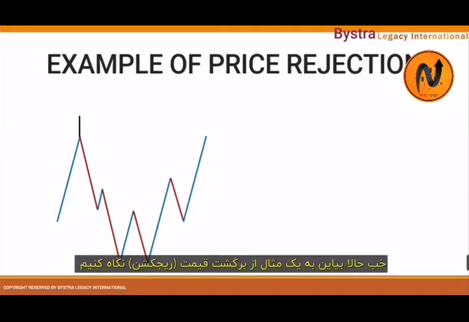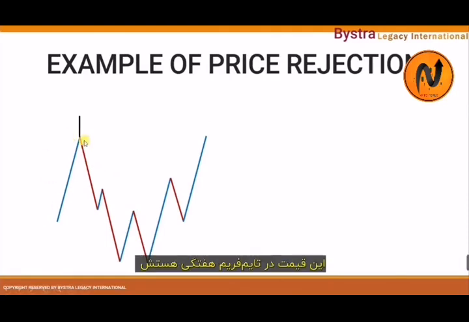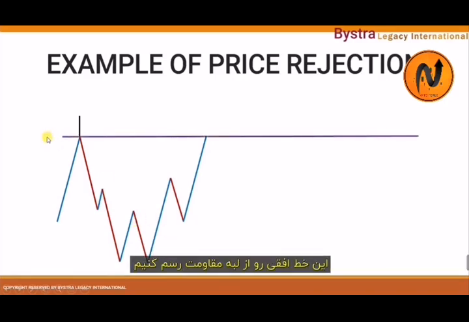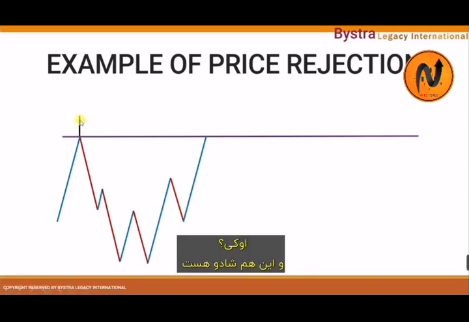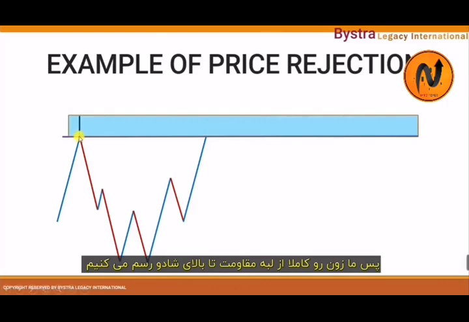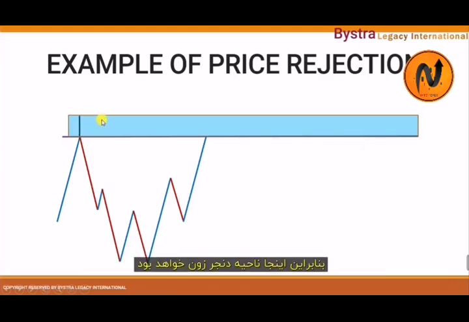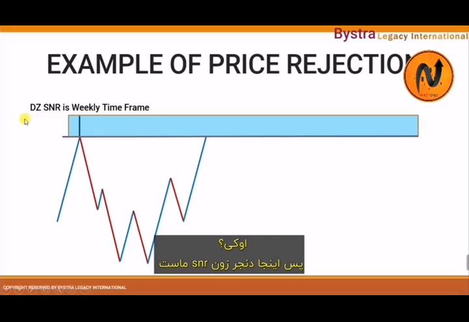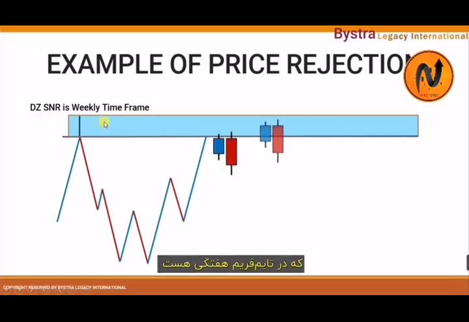So let's look at the example of a price rejection. So here, as we can see, this is the price of the weekly time frame. So what we should do is we mark this horizontal line from the edge of the resistance, okay, and then this is the shadow. And then we mark the zone from the edge of the resistance to the shadow all the way up. So this will be our danger zone area. Okay, so this is the DZ SNR, which is in the weekly time frame.